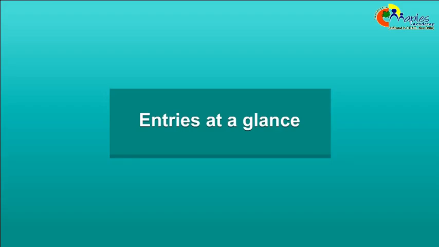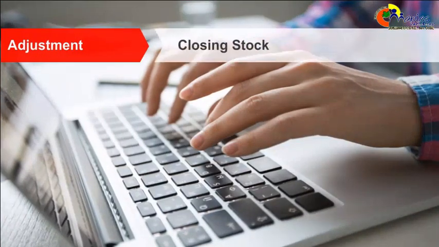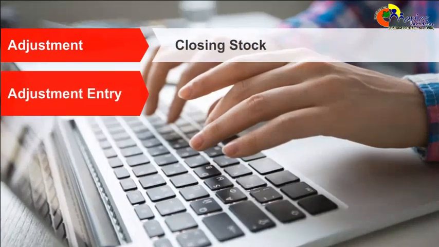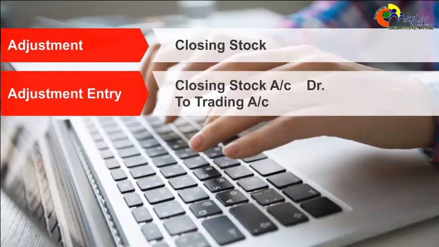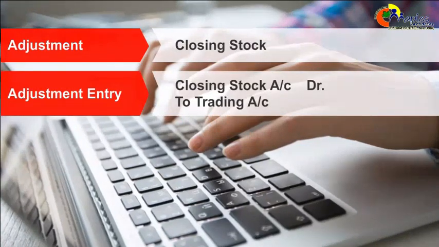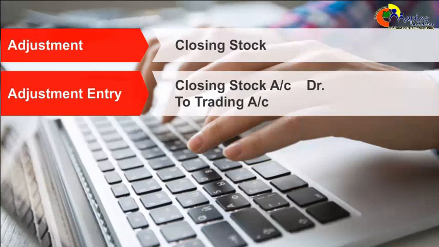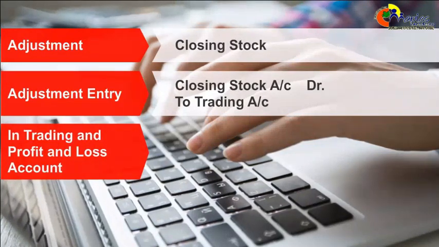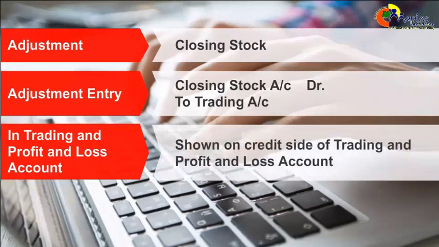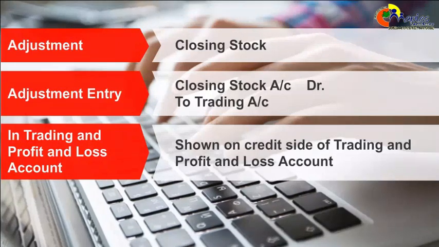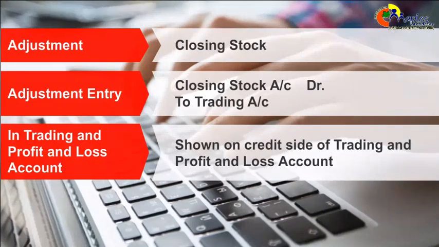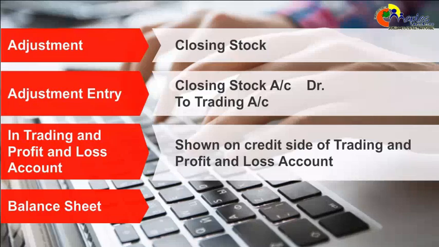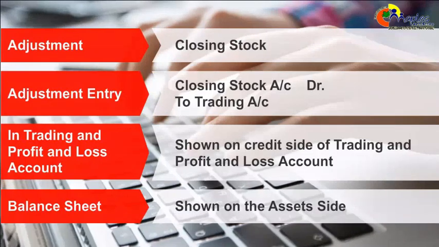Entries at a glance. Adjustment: closing stock. Adjustment entry: closing stock account debited to trading account. In trading and profit and loss account, shown on the credit side. In the balance sheet, shown on the asset side.